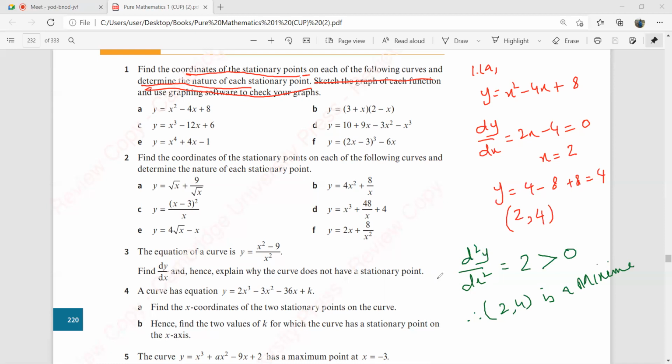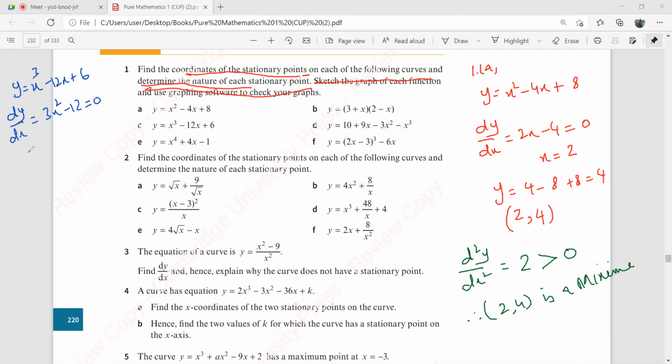Okay? Let me do this C part now. Okay, C part. I'll be doing it here. So we have y equal to x cube minus 12x plus 6. So first task is to find the coordinates of the stationary point. So I need to find the dy by dx. That is 3x squared minus 12. And I'll put that equal to 0.